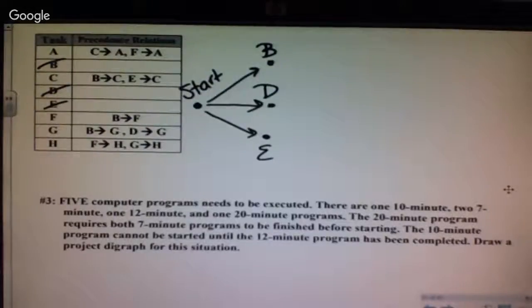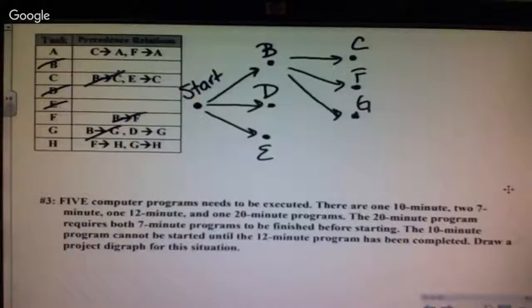Fabulous. Now we use those points to branch off. What does B lead into? C. My first one is B goes to C. Where else does it go? F. Where else does it go? G. Does B go anywhere else? No. The next point that I started with was D. Where does D go? To G. D only goes to G. I already have it, so I just need to draw my arrow. My last one in that first set of points is E. Where does E go? C. I already have C, so I just need to put my arrow in.